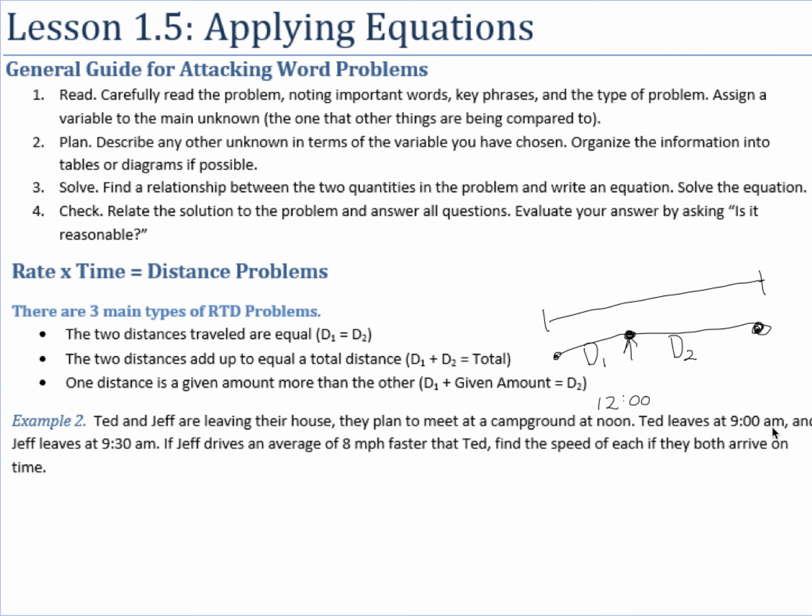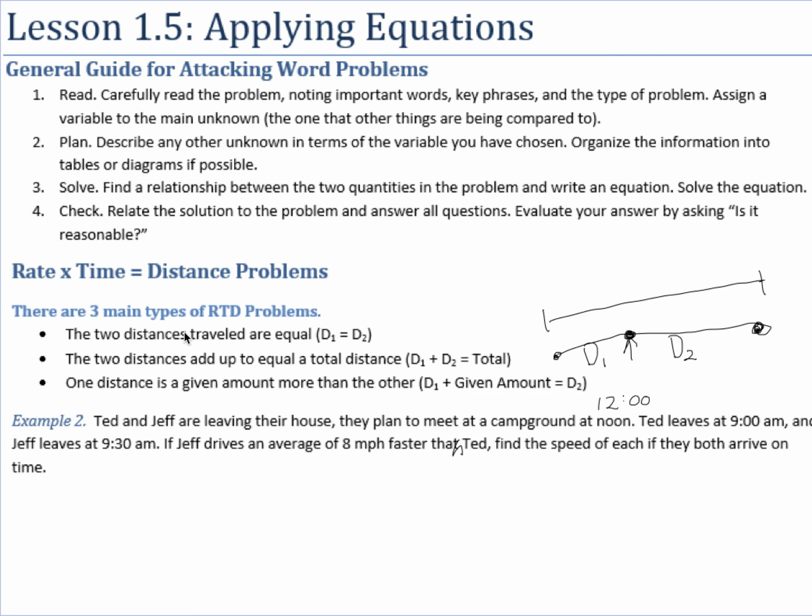Ted leaves at 9, and Jeff leaves at 9:30. Jeff drives an average of 8 miles per hour faster than Ted. Find the speed of each if they both arrive on time. So they're supposed to meet at noon. They both get there at noon.